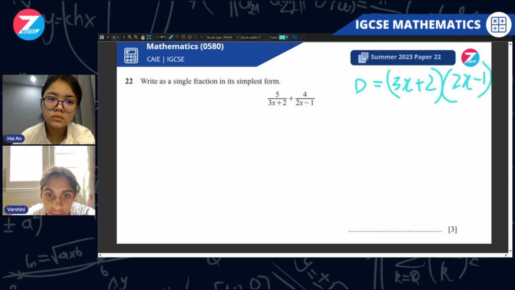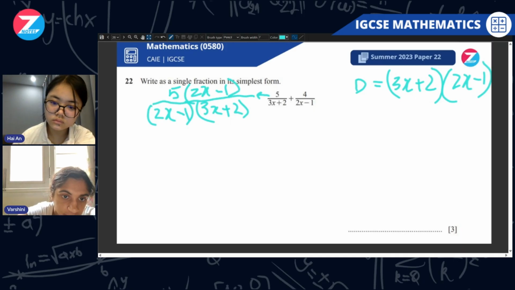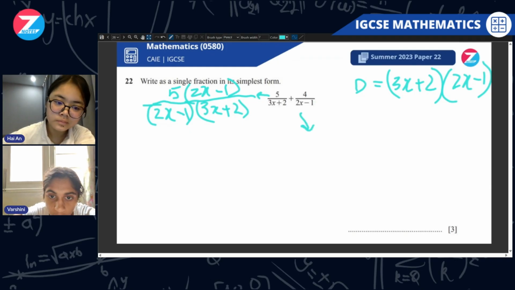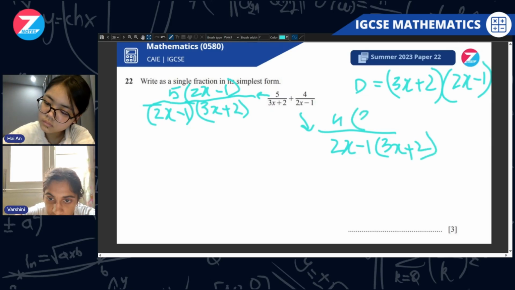So that means for this term, we're multiplying this denominator, which is already 3x plus 2, into 2x minus 1. And so to make this number the same, we also have to multiply the numerator by 2x minus 1. It's going to be 5 into 2x minus 1. And for this number, we have 4 by 2x minus 1. We're multiplying the denominator into 3x plus 2. So it means we also have to multiply the numerator into 3x plus 2.